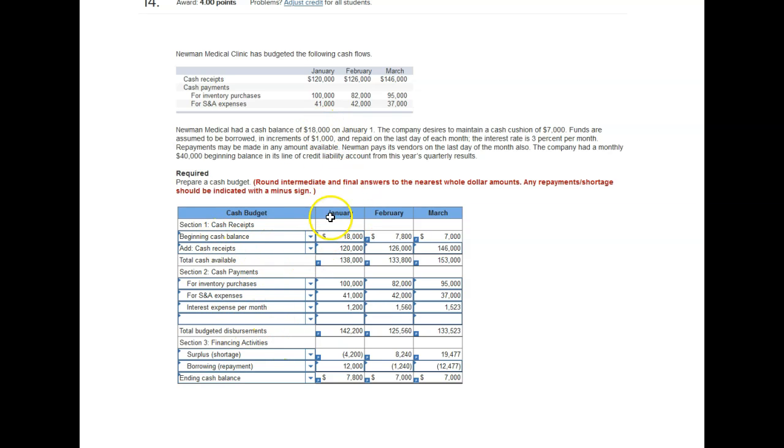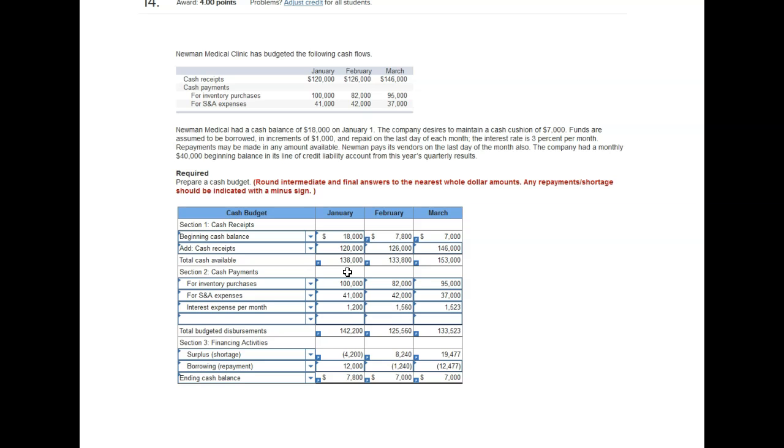Beginning cash in January, $18,000. Drop it in. Add cash receipts. They've already done this for us. $120. Drop it in. So now they say total cash available during January, $138,000. Okay. So we start the month off with $18,000. We expect to collect in cash $120,000. So we expect to have cash available $138,000.